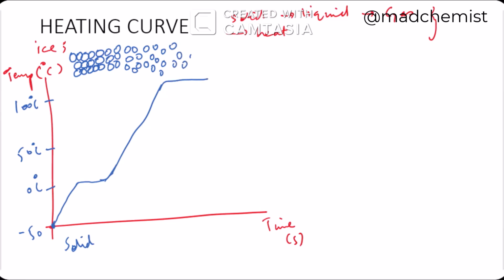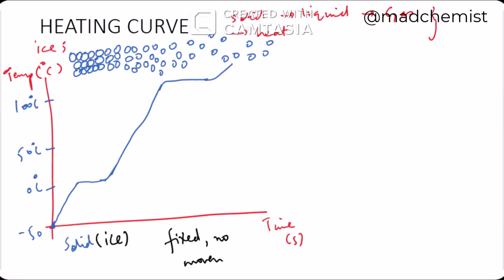Okay, so now we will discuss the main points where the changes occur. At minus 50 Celsius, the water is present in solid form, that is ice. Here, the arrangement of particles is fixed. They have no movement and they are present in an ordered arrangement.